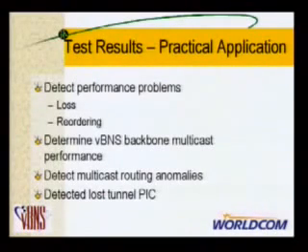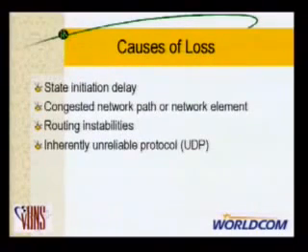So for us, these have a lot of practical applications, running every night. There's an email that's sent out, so we can detect performance problems in the network. We can determine the multicast performance, and we can also detect multicast routing anomalies and other weird things. We actually had a tunnel pick disappear out of one of our production routers during a maintenance window and detected it this way. And then, of course, some causes of the loss are the initiation time it takes to install state, obviously, in the multicast network, a congested path, routing instabilities.